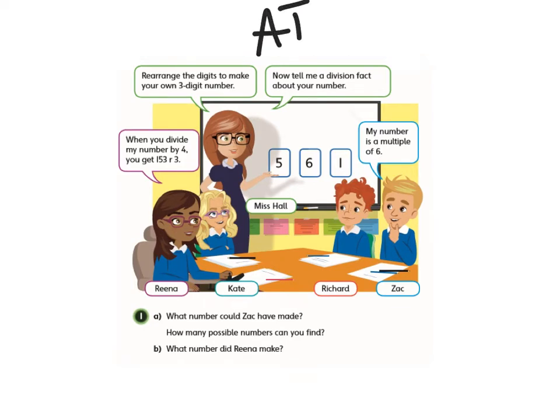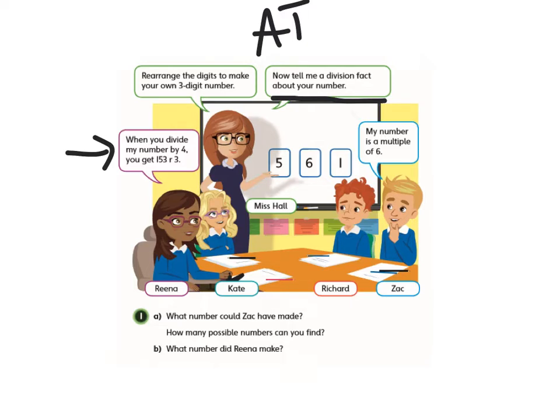So we've got a teacher. She said to rearrange the digits to make your own 3-digit number. We do this quite a lot in class anyway. And then she wants the children to say a division fact about their number. So Rena, over here, has said that when you divide my number by 4, you get 153 remainder 3. Zach, over here, says that his number is a multiple of 6.